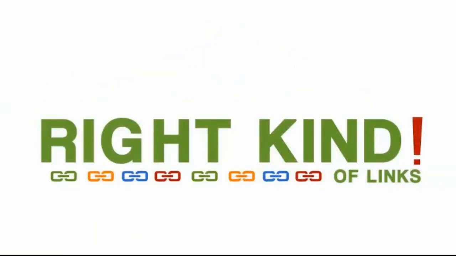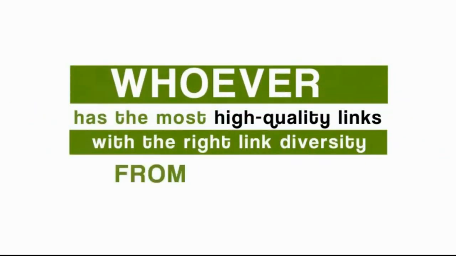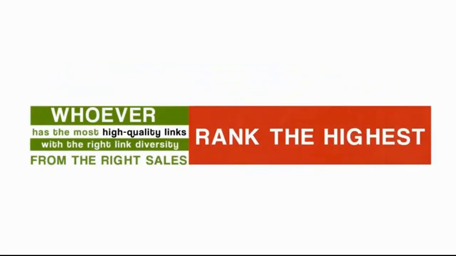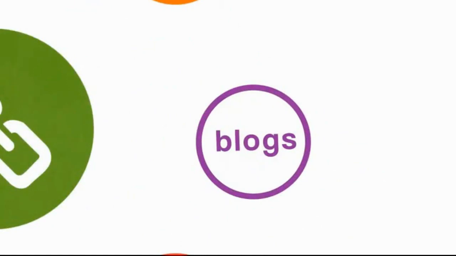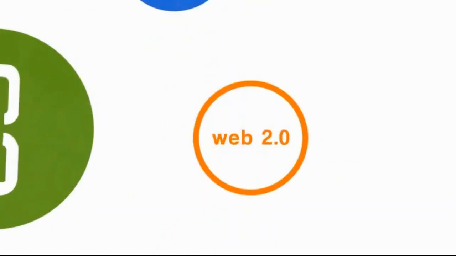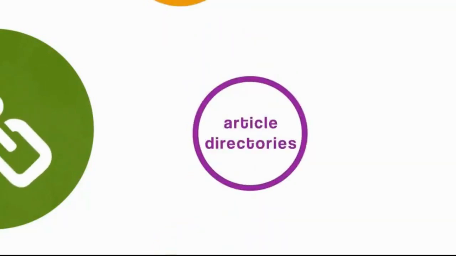Let me tell you a brief story that could change your expectations on how critical getting the right kinds of links to your online business is. It completely changed my mindset. I knew, and like I said before, high Google rankings come from links. Whoever has the most high quality links with the right link diversity and from the right sources is going to rank the highest. From my research, I was able to figure out they were coming from blogs, from Web 2.0 sites, social bookmarking sites, social networking sites, and article directories.